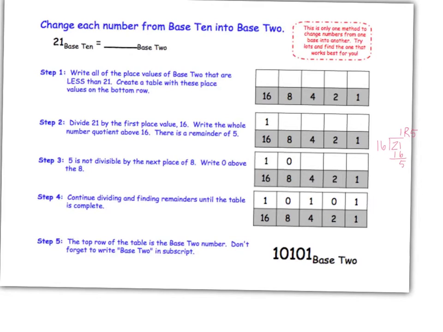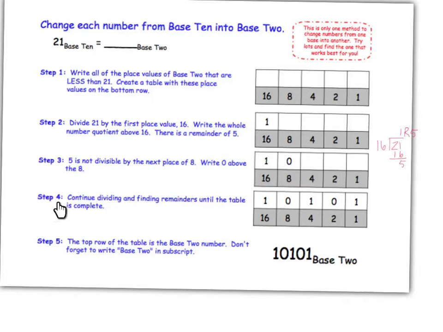We remember that there's a 5 left over, and that 5 needs to now go into the 8. Well, 5 is not divisible by 8. In fact, we would get a decimal, and we don't need a decimal. We need a whole number. So we're going to put a 0 in this place. That's what step number 3 says: 5 is not divisible by the next place value, 8. Write 0 above 8. There's no way we can have 5 go into 8 without creating a decimal. That's not what we want, no decimals.